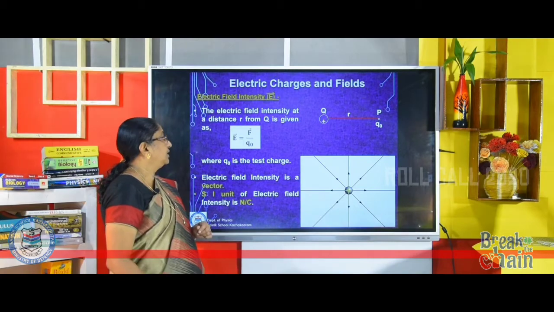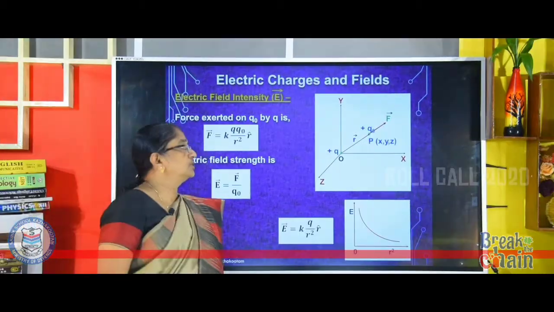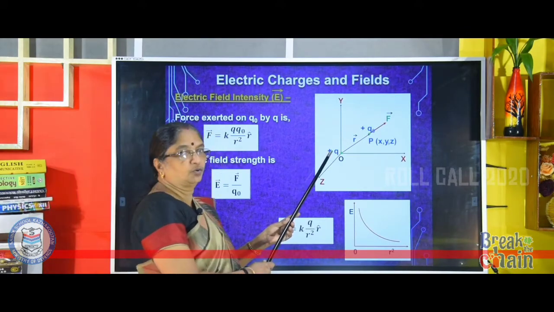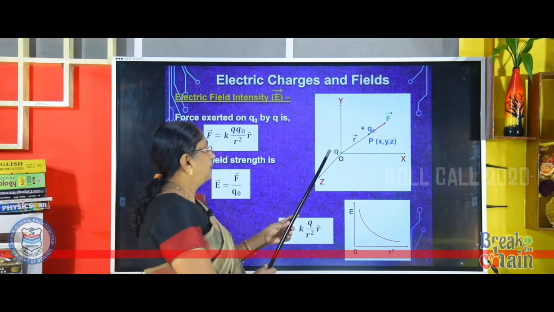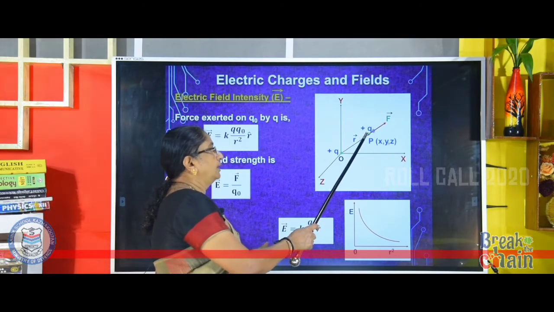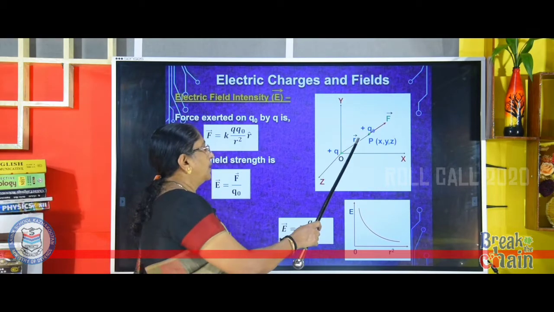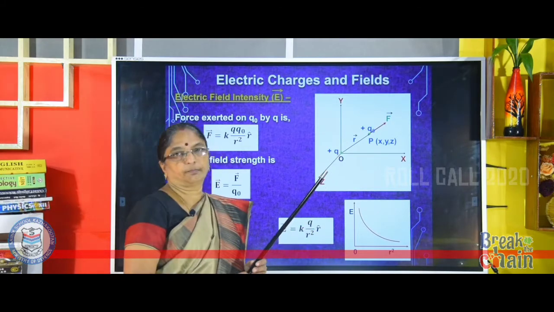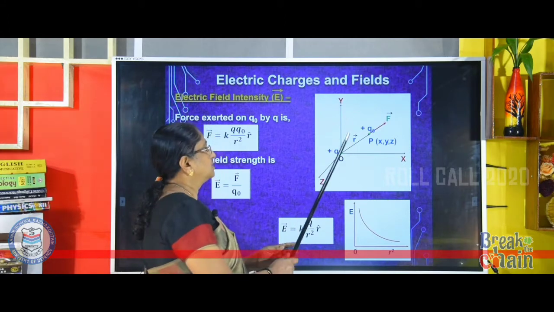Now let us see another formula for electric field intensity. See this figure, a positive charge plus Q is kept at the origin. Imagine a three-dimensional figure. A positive charge Q is kept at the origin, and we need to find electric field intensity at P, which is in space. And this point P can be represented by the position vector R, and the point P will have all the three coordinates x, y and z.